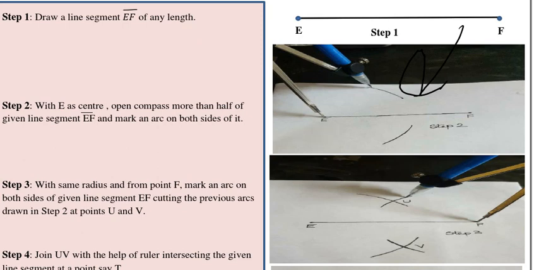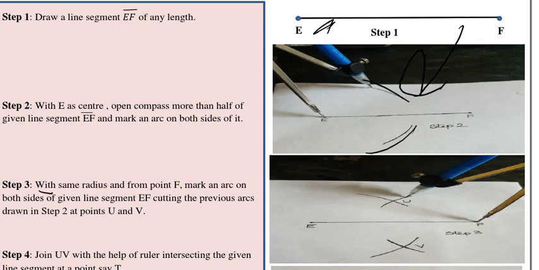Then, with E as center, open the compass more than half of the given line segment EF and mark an arc on both sides of it. So you can take E as your center here and open the compass. You can see the first line segment is made here and then this step also is done. So first it has taken E as its center and opened the compass half or more than half. We don't know what is half, but we have opened more than half. And then it has drawn these arcs, you can see on this side and on this side.